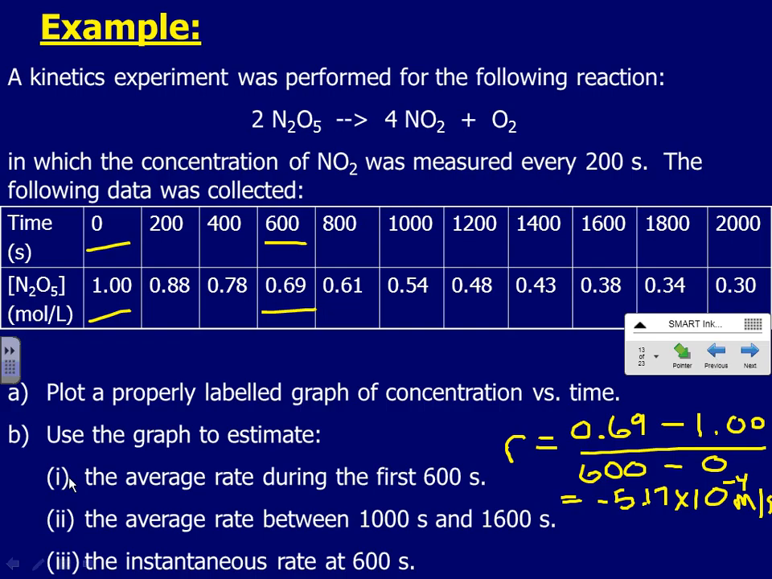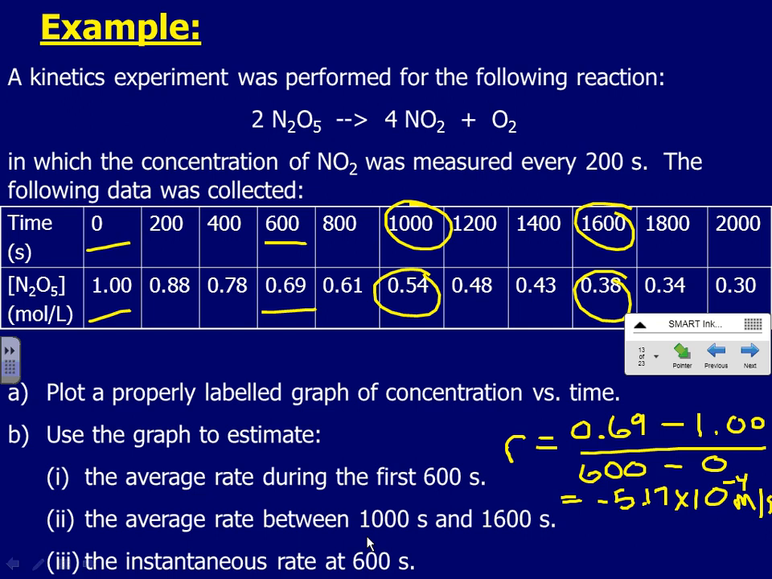I'm going to go back and take a look at the next one. Let's just go with the instantaneous rate at 600 seconds because I'm just looking at the time. The next one is another average rate between 1,000 and 1,600 seconds. Again, if I were doing it with an equation, the average rate, I would pick this and this and this and this, right? I put it in my equations, get the number.